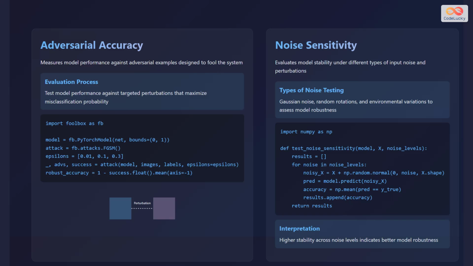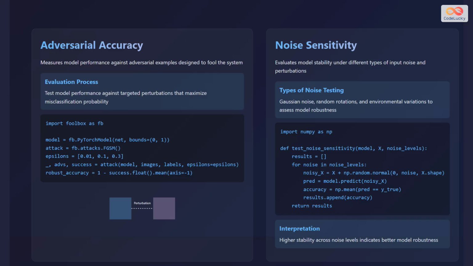Next, let's examine noise sensitivity. Noise sensitivity evaluates model stability under different types of input noise and perturbations. We have types of noise testing such as Gaussian noise, random rotations, and environmental variations to assess model robustness.